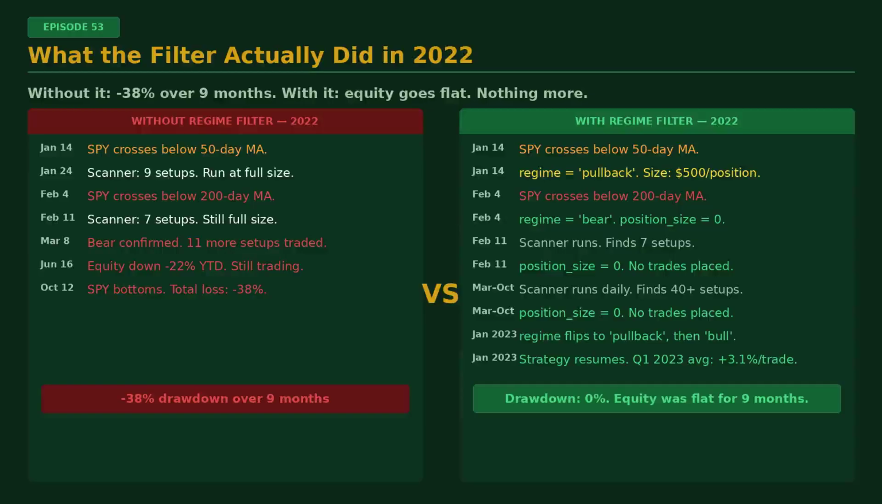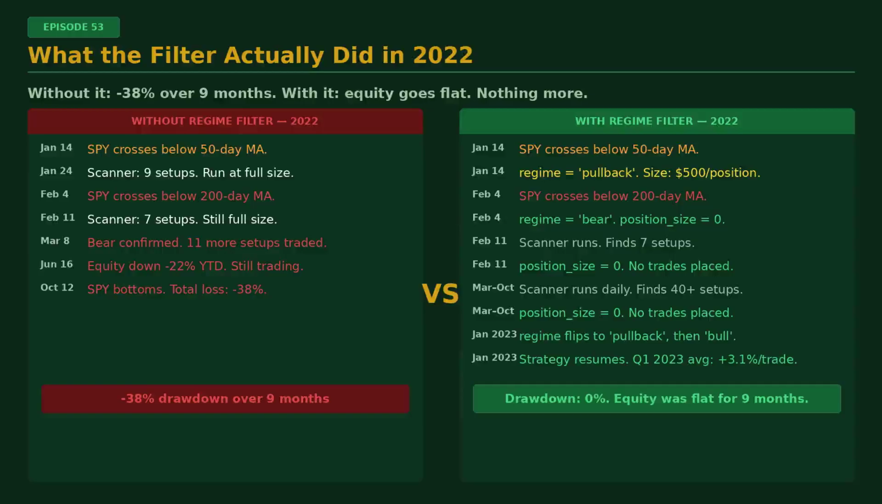Without the regime filter, January 2022 to October 2022 was a straight drawdown. Every week the strategy found new setups. Every week most of those setups lost. The equity curve went from its peak down 38% over 9 months. That is what happens when you run a momentum strategy in a bear market. Not because your stocks are bad, but because the environment is wrong.